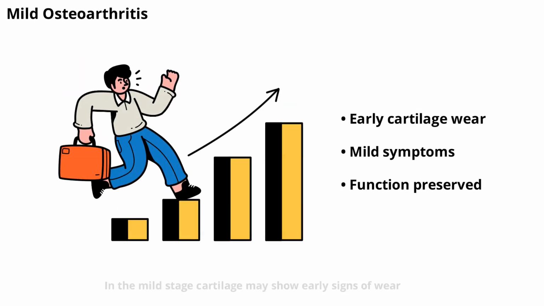In the mild stage, cartilage may show early signs of wear, but joint function is largely preserved. Symptoms, if present, are usually mild and may include occasional stiffness or discomfort after activity. Many people remain in this stage for years with little progression, especially if they maintain a healthy lifestyle.